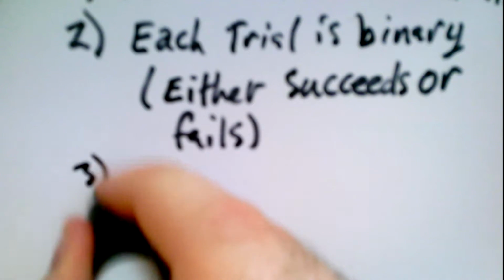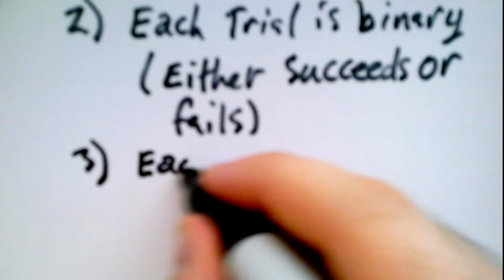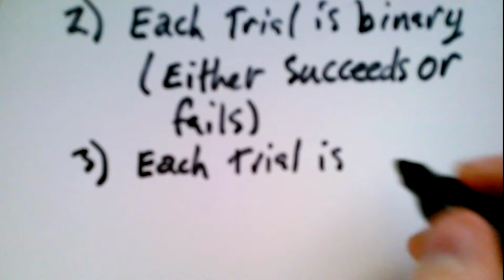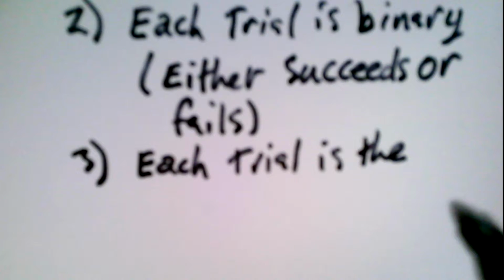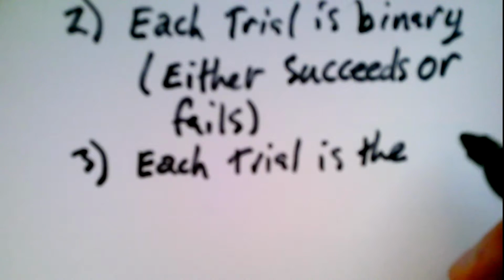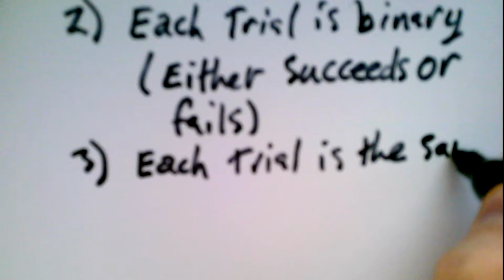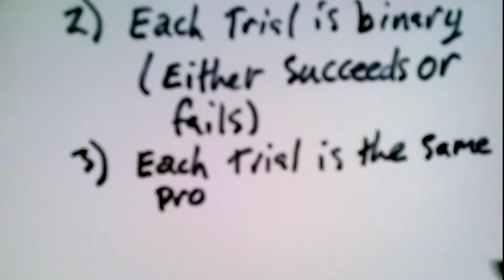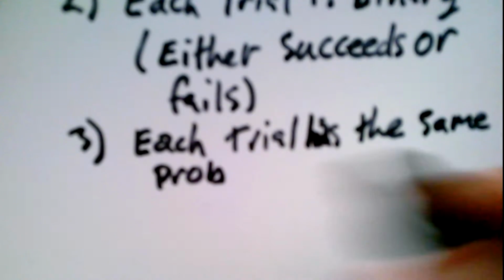The third thing is that each trial is the same as all the other trials. That is, it has the same probability of success or failure in every trial. So if success's probability is 1 in 6 on one trial, it's 1 in 6 for all of the trials.